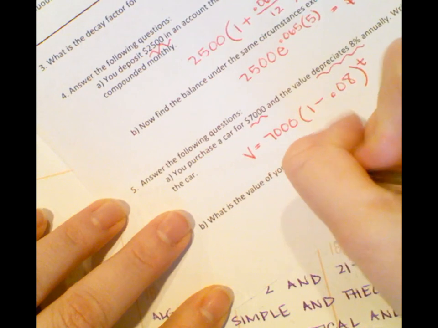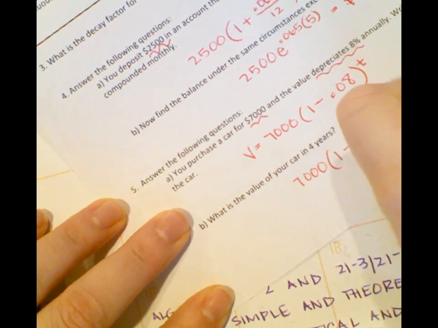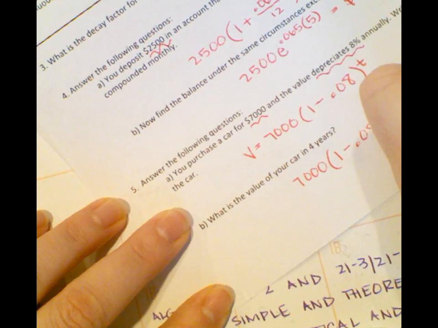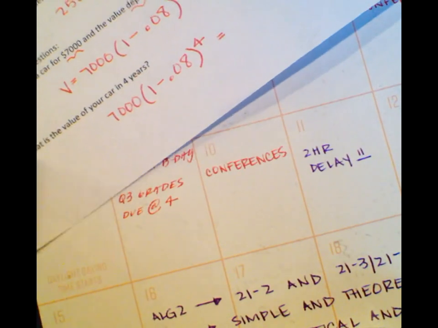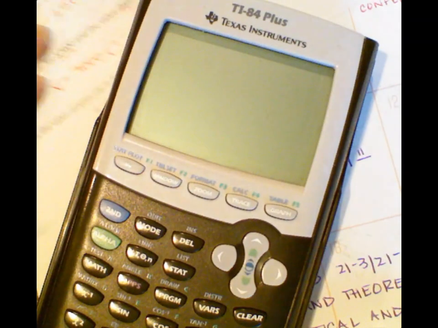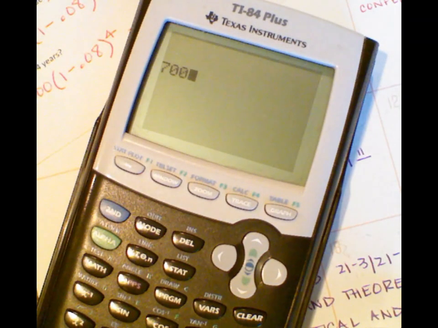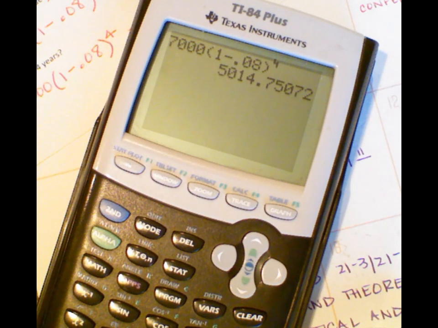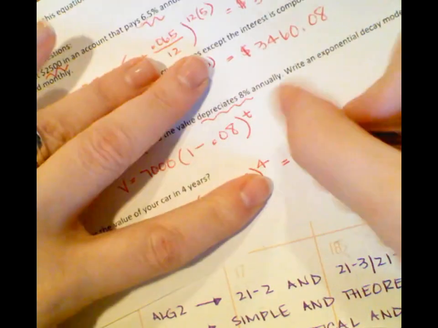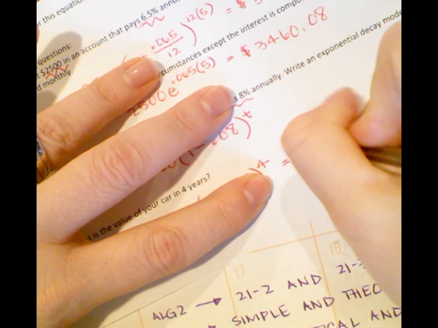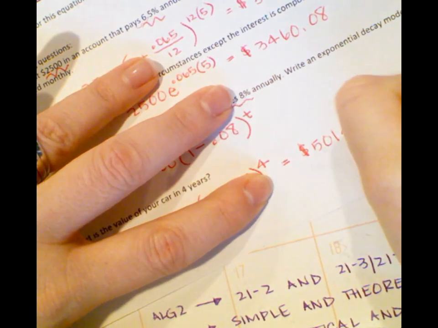So we'll have 7,000, 1 minus 0.08 to the 4th. I'm just going to bring my calculator over here so you can see it. I'm going to do 7,000, 1 minus 0.08, close that parentheses, to the 4th. And there it is. Again, it is money, so we want to make sure that we write it as money. So 5,014.75.